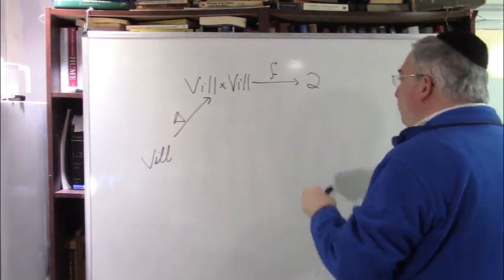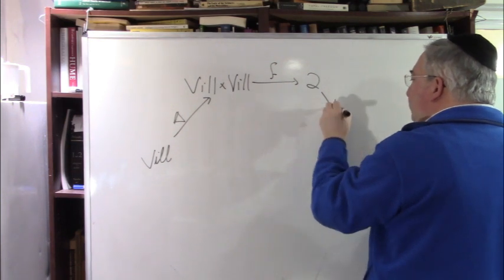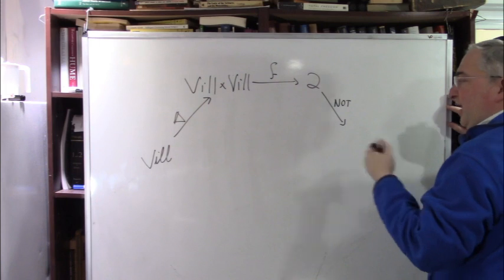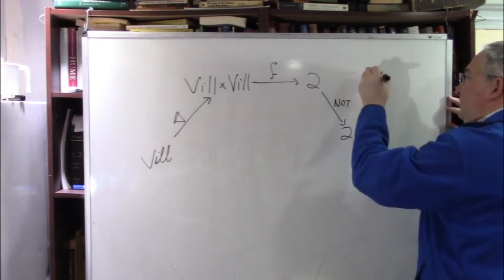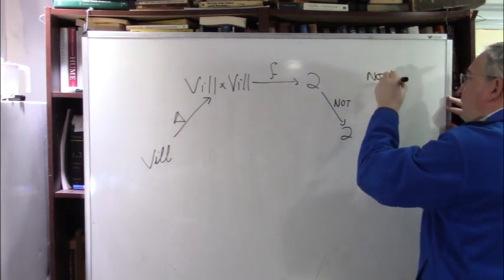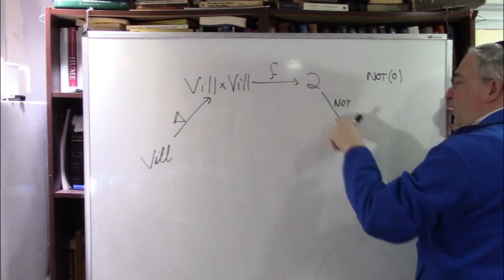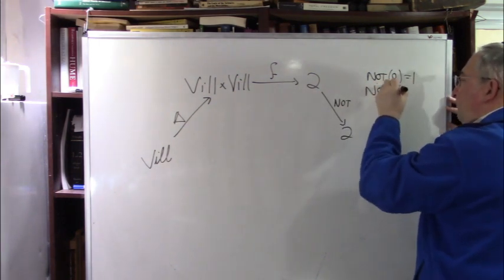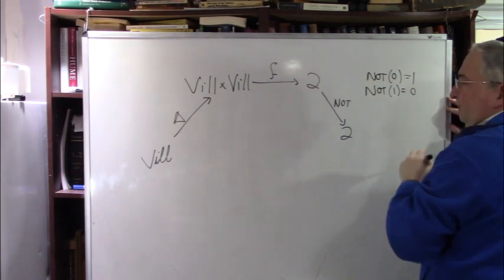But now I want to compose that with another function called not. Let me tell you what not is. Not is the negation function: not of 0 is equal to 1, and not of 1 is equal to 0.